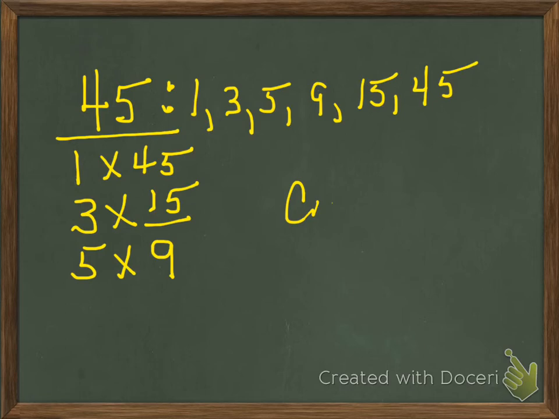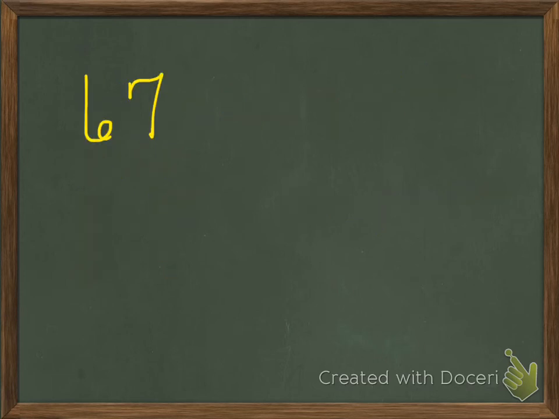Let's go ahead and write that down. 45 is a composite number. All right, let's continue to go. Let's try the number 67. Okay, certainly I know that 1 times 67 is a factor pair of 67.